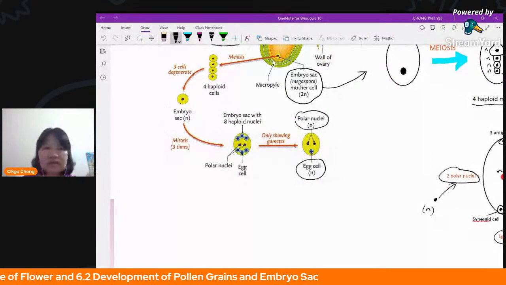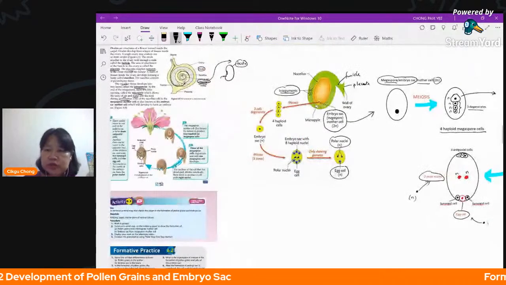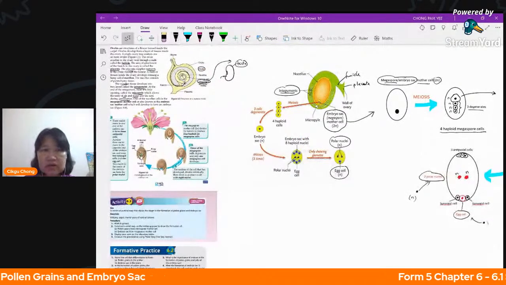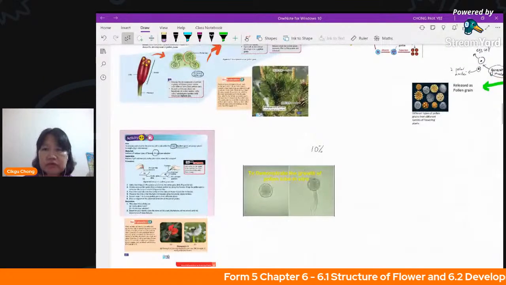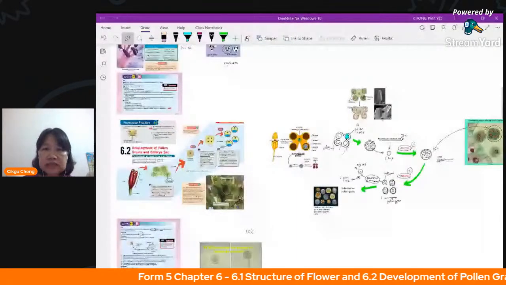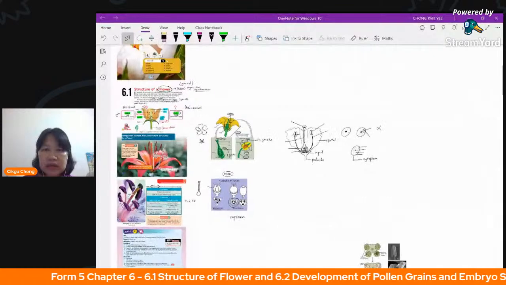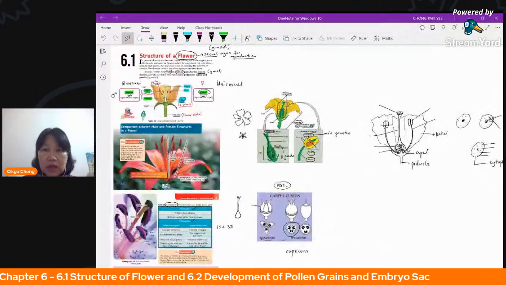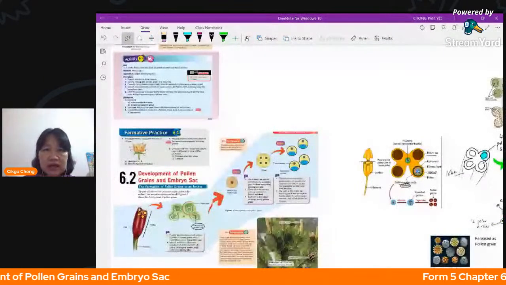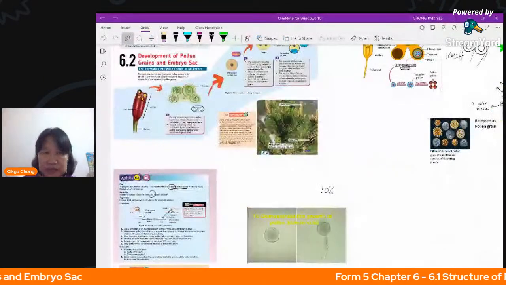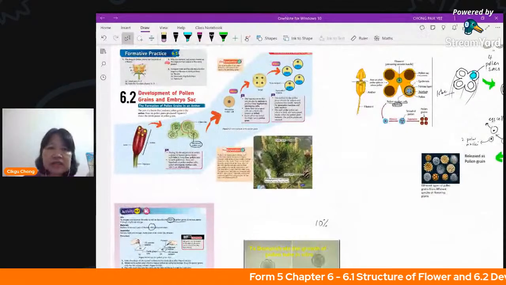So in 6.1 and 6.2, we just need to cover this. That's all. 6.1 is the structure, so you need to know how to draw. I've taught you how to draw a simple one, just handle the carpel and the stamen, and label the other supporting structures. I have to tell you the difference between carpel and pistil. And over here, you need to understand the process and the progression.